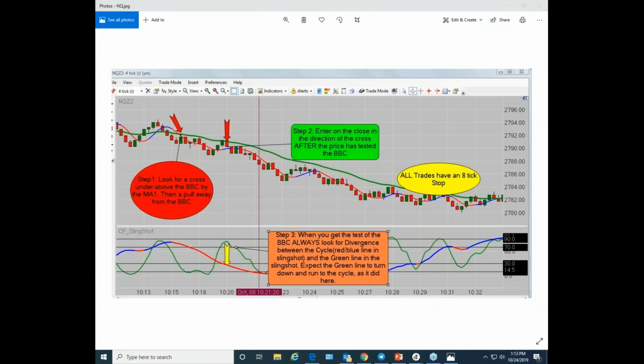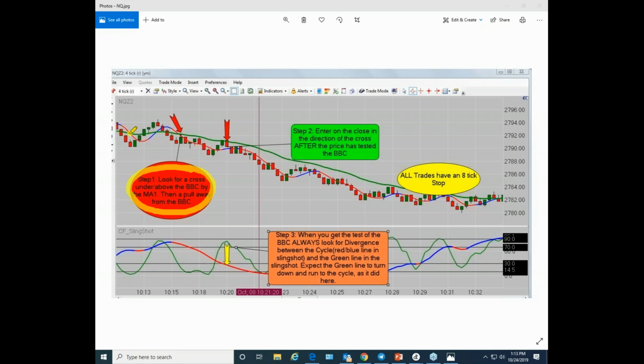Now we're going to work on the top portion of the chart. Some buzzwords here. The red and blue line is referred to as the MA1. Nothing really fancy about it. The green line is called the BBC. That is short for bullish and bearish cross. Together, that leads us into step number 1, which is this.